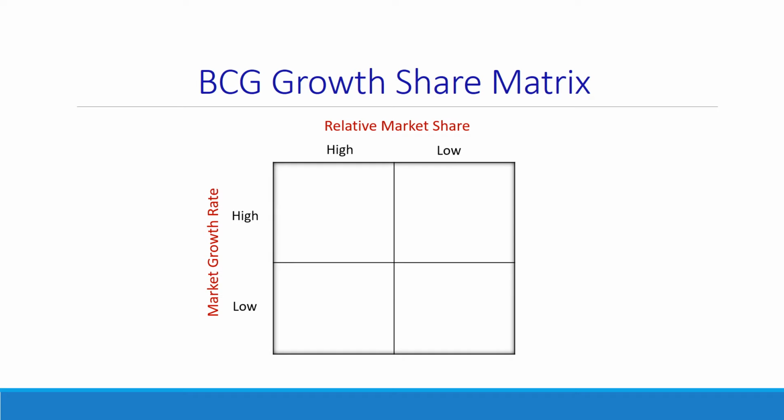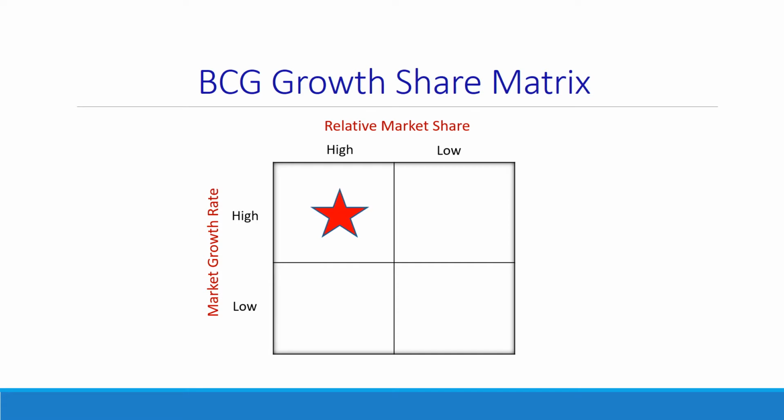Now, the market growth rate indicates the annual growth rate of the market in which the business operates. How the market grows, whether it grows at a high pace or at a low pace. Then there is the relative market share. It is a share relative to that of its largest competitor. What is the share of this particular business unit when compared to that of the largest competitor? Based on this, the matrix is divided into 4 cells, each representing a different type of business.